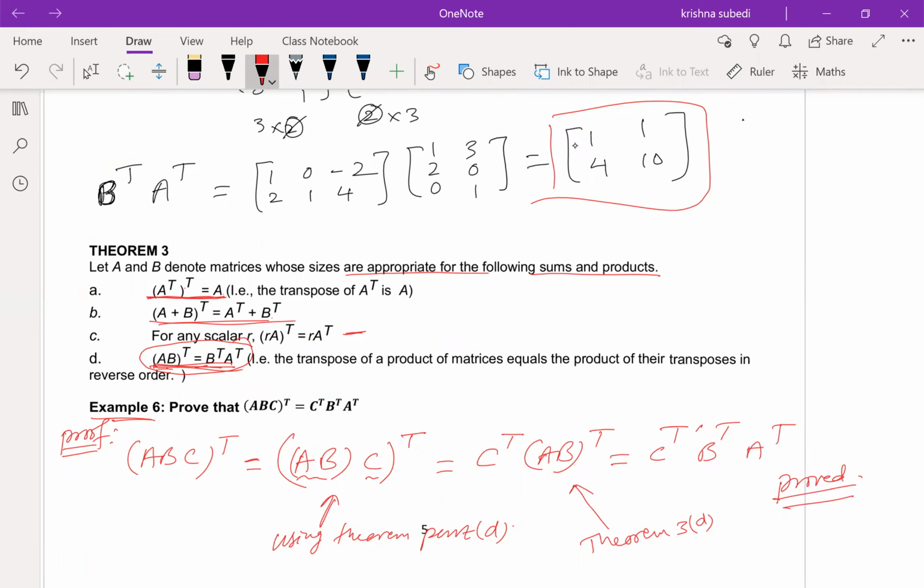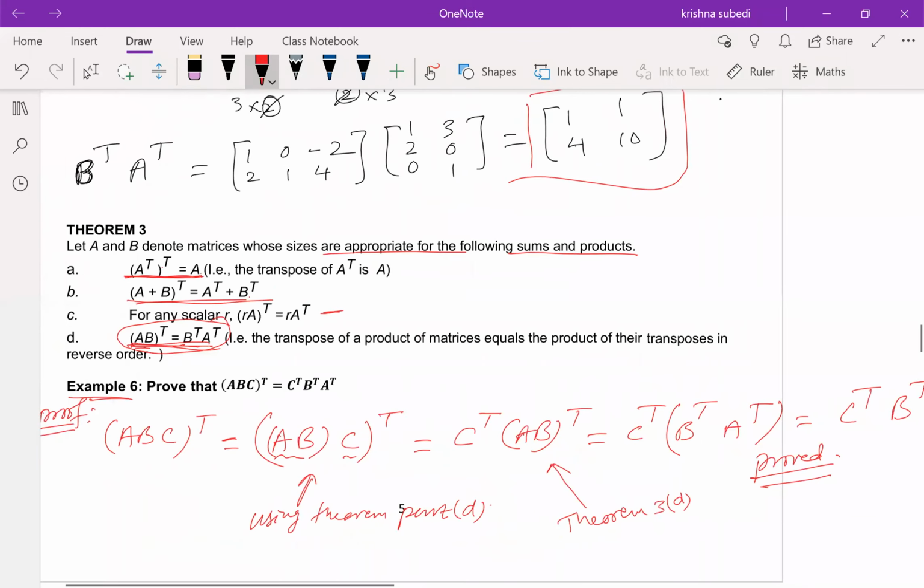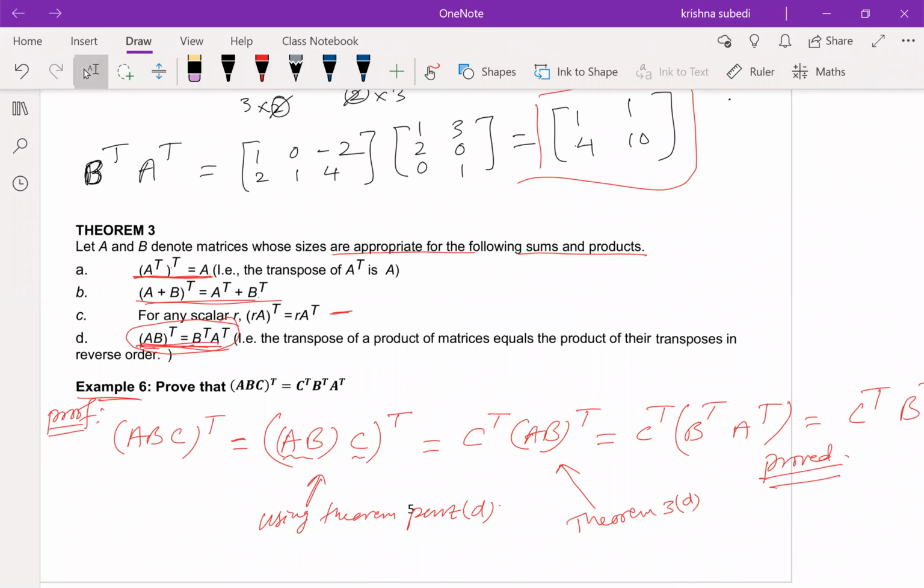Maybe I can write one step here and then one more step. C transpose, B transpose, A transpose. So we can extend this not only for 3 matrices, we can extend this for more than 3 matrices, right? Okay, section 2.1 is done. If you have any question, let me know.